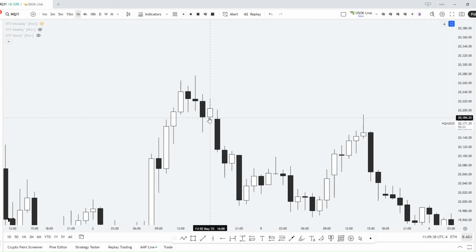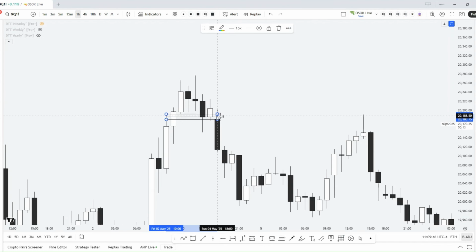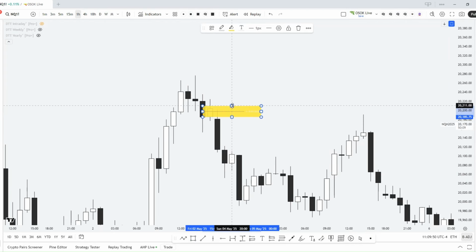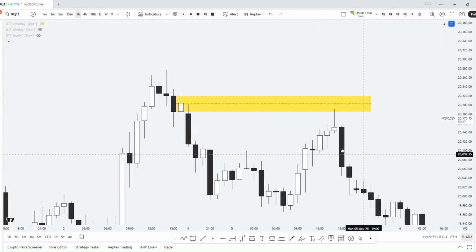I tend to look at the body that went into a premium there. So real quick, see that premium, price above 50%. So this is the body that I'm going to focus on if I were to look for a trade or an entry. So we'll just drag that over.